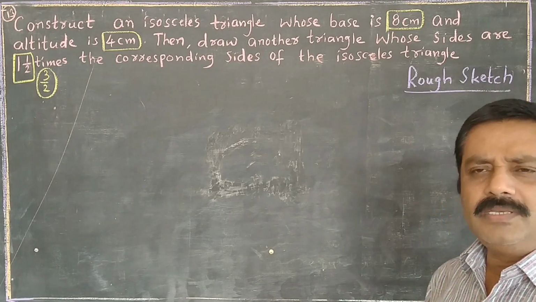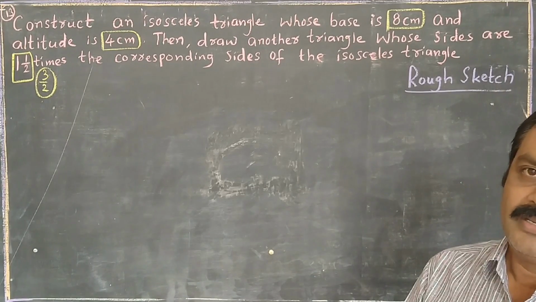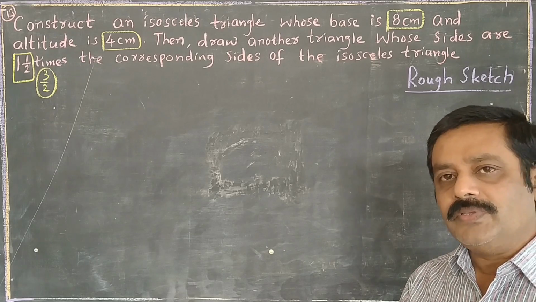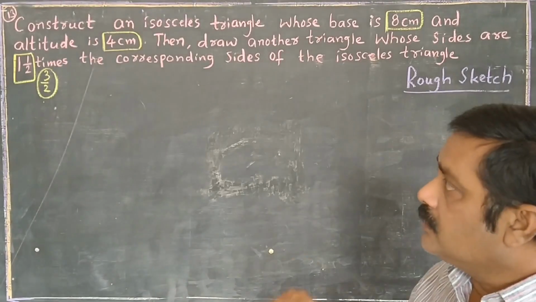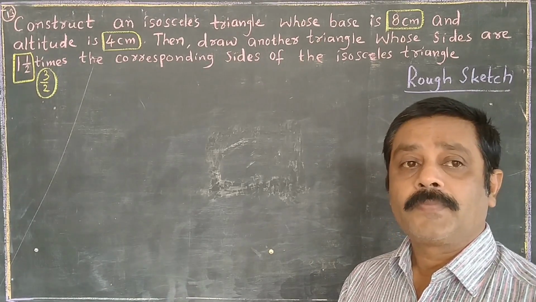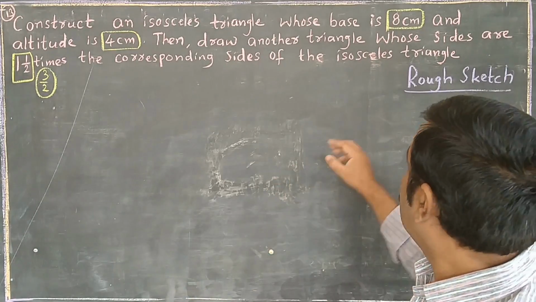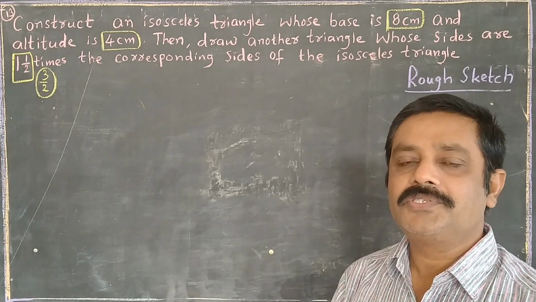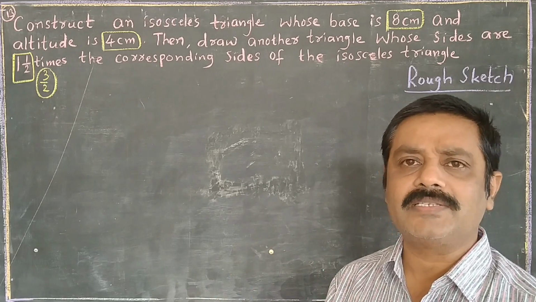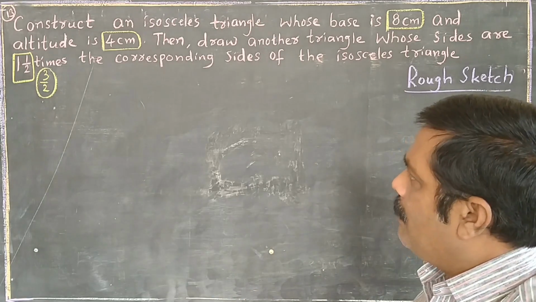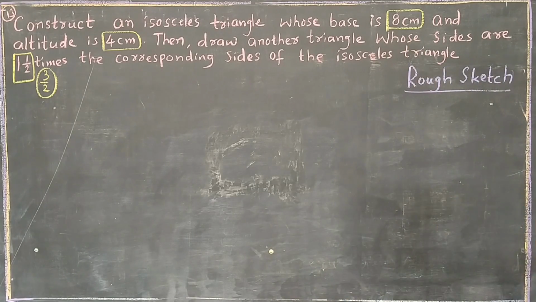Now, this was also asked in the 11th and 12th questions. In the 11th question, we constructed similar triangles which are 5 by 3 times, and in the 12th question, 2 by 3 times. But in the 11th question, the triangle dimensions were not given. In the 12th question, the dimensions 4, 5, 6 were given. But in this question, only the base of 8 centimeters and the altitude of 4 centimeters are given.